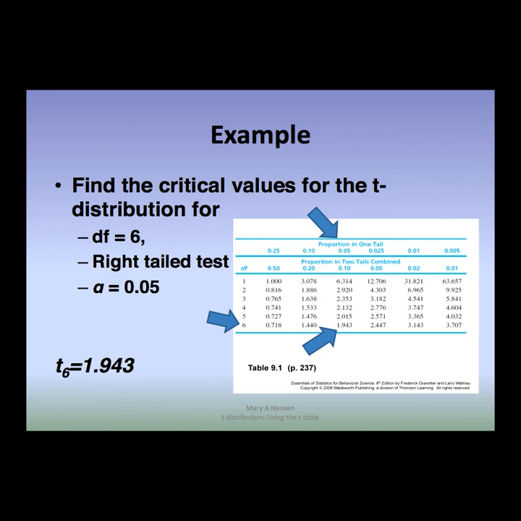As another example, if you're asked to find the critical values for the t-distribution for degrees of freedom equals 6, a right-tailed test carried out at alpha equals 0.05. The degrees of freedom of 6 tell you that you'll follow that degree of freedom column down to row 6. The fact that we have a right-tailed test indicates that we will find the proportion in one tail, specifically the right tail. We are working at alpha equals 0.05, so we'll want to follow the proportion in one tail 0.05 column down to the intersection with 6 degrees of freedom to find our critical value of positive 1.943. That is, the t with 6 degrees of freedom with 5% of the data above it is 1.943.